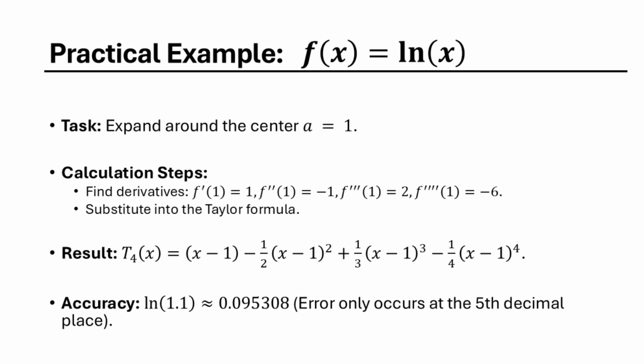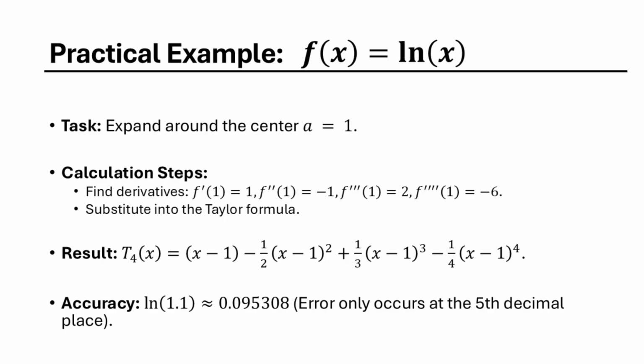A concrete example, ln x. Let's put this into practice. We're going to expand f of x equals ln of x around the point a equals 1. Step 1 is finding the derivatives. Our function at 1 is 0. The first derivative gives us 1. The second gives us minus 1, the third gives us 2, and the fourth gives us minus 6. Step 2 and 3, we plug these into our formula and simplify. What we end up with is this beautiful, alternating polynomial.